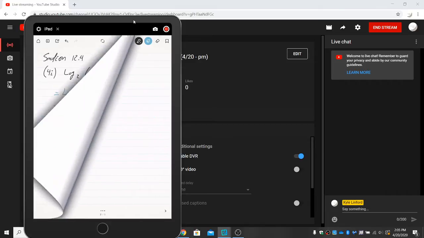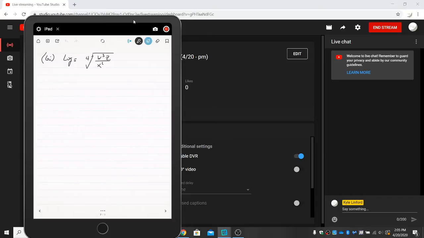Now let's take a look at another problem. This time we have the entire argument wrapped in a radical. So here our argument is the fourth root of w cubed z over x squared. Let me rewrite that, x squared. Close enough. We have the entire argument first involved in a radical.